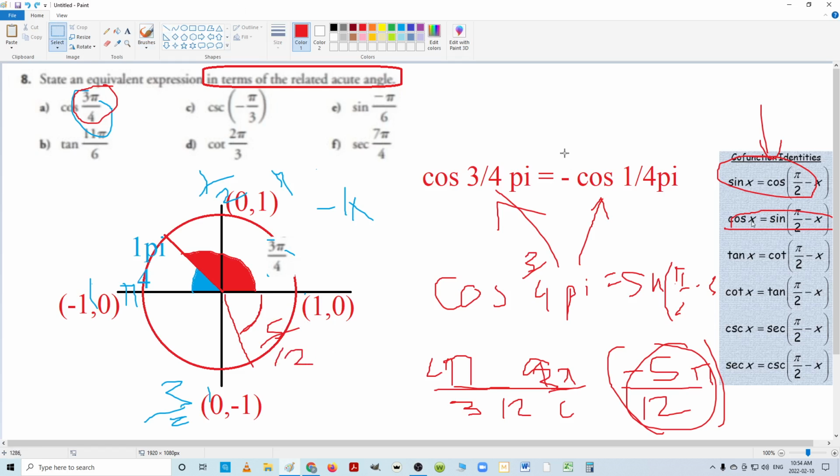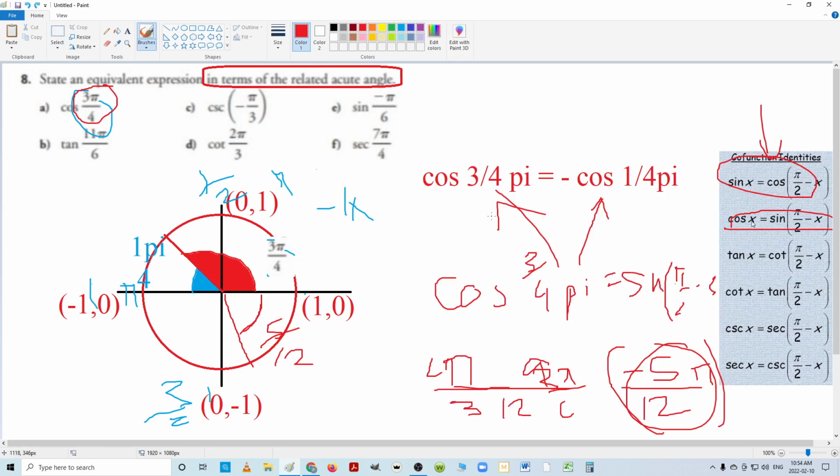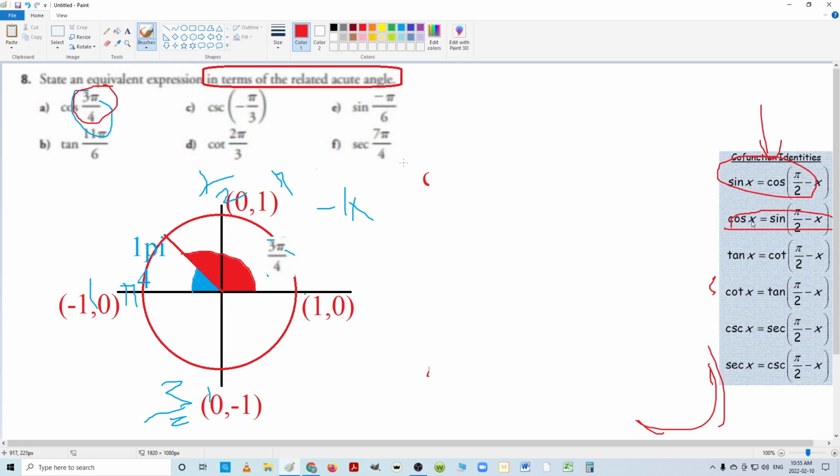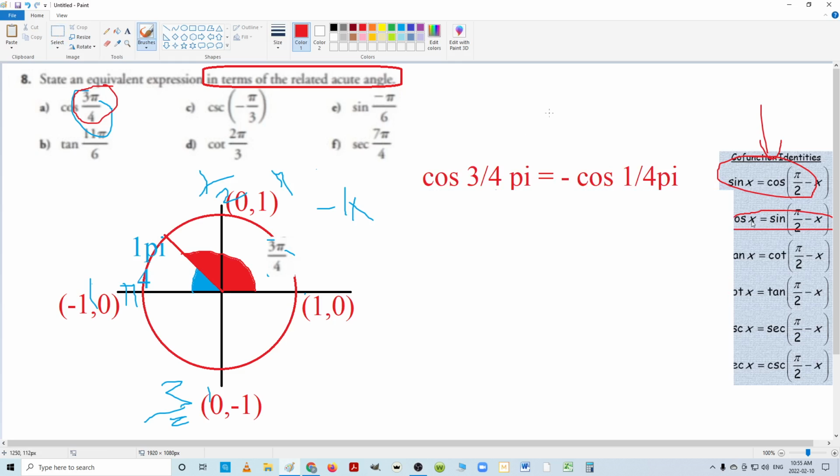Let's make sure we got our math. Let's try it with the other one, and before I get in there, let's try it with another one that's positive. Let's use the acute, the other angle that I found out this is equivalent to. We'll skip the negative for now. That's only important for CAST. Let's use this quarter. Well, cos 1/4 pi is equal to, according to this, sine of half a pi, pi over 2, minus 1/4 pi.